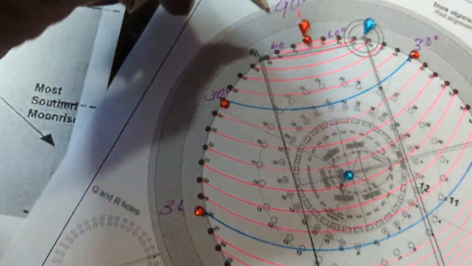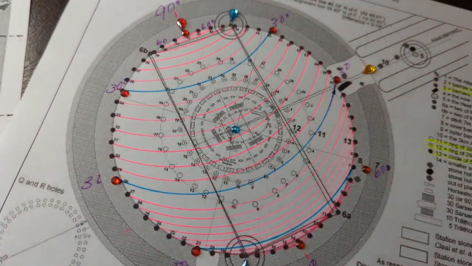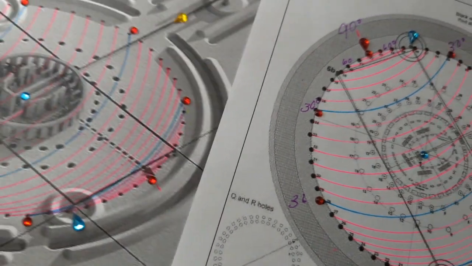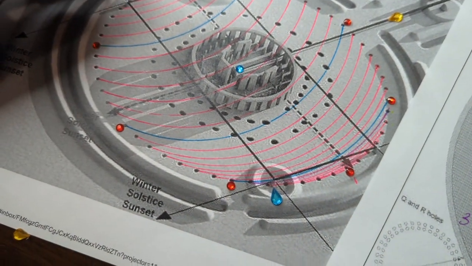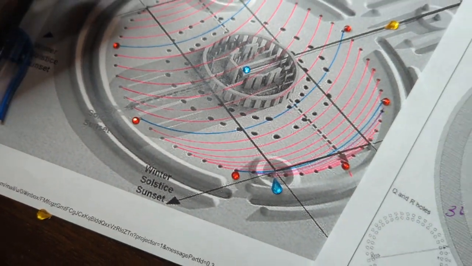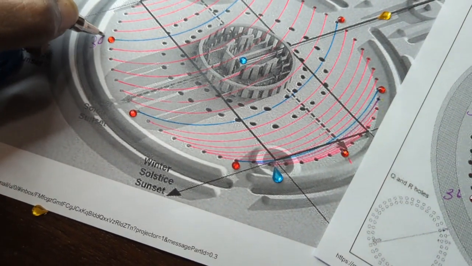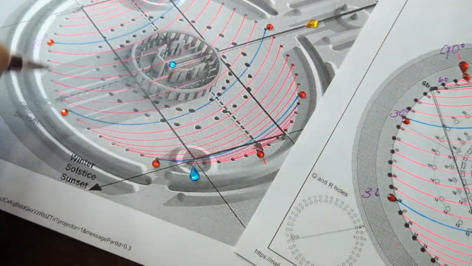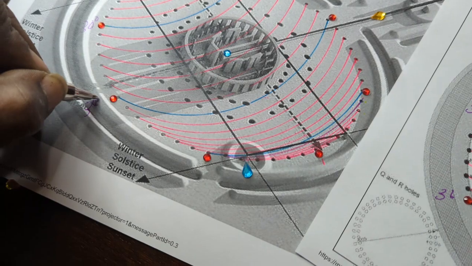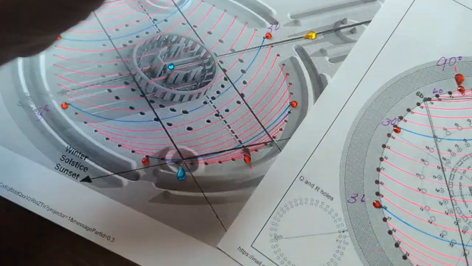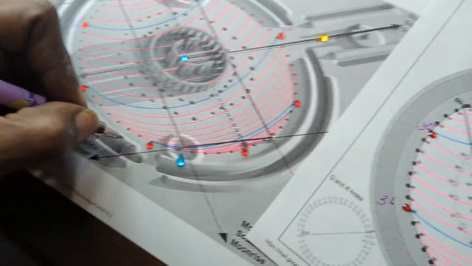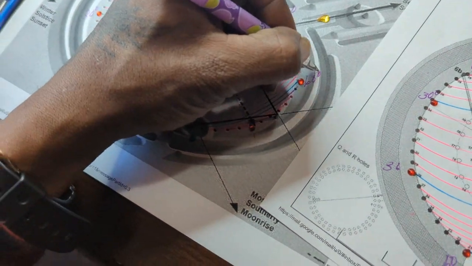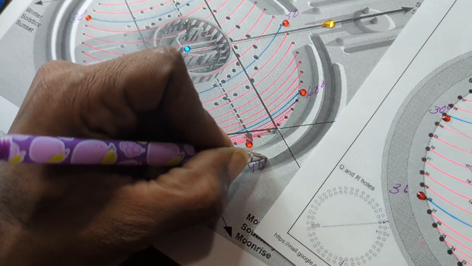We got 60, 60 here, 90, and this is 90. So now we have the latitude. Okay, so we got 90 degrees here. I know this is 30. No, this is 30. No, this is 60. And I know this is 90.